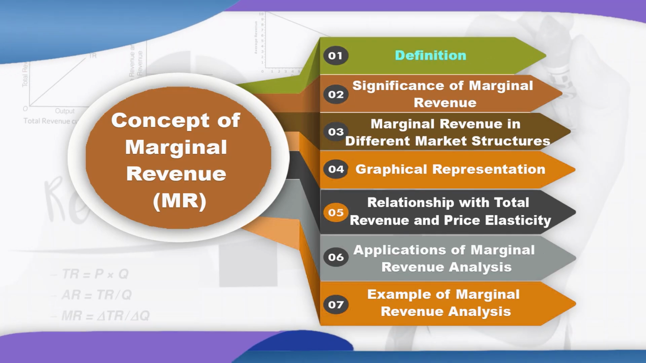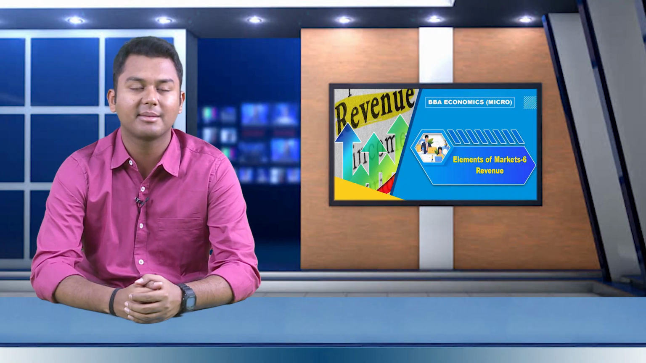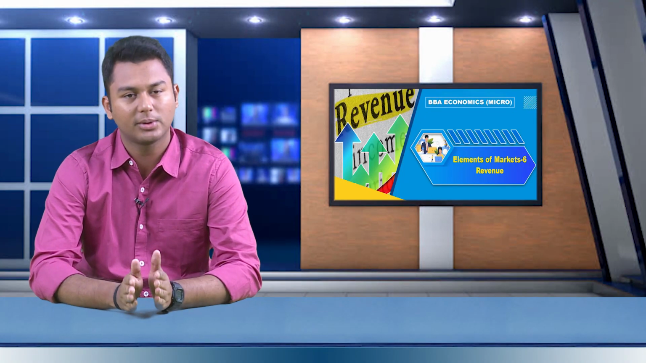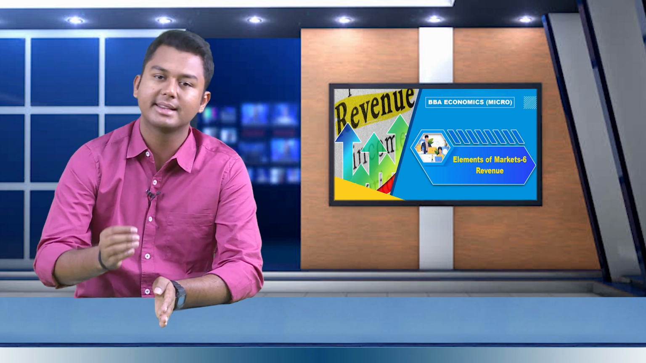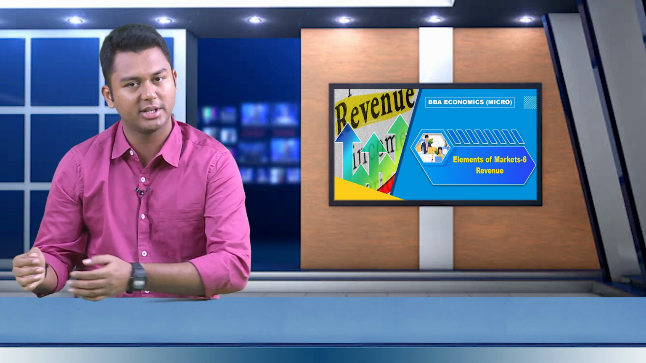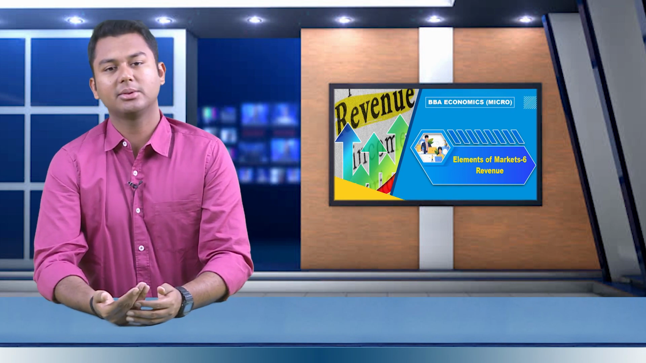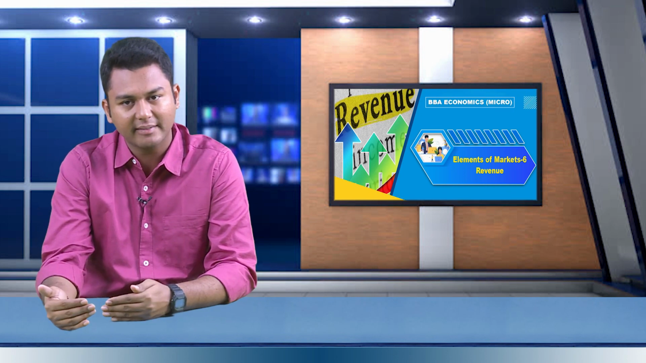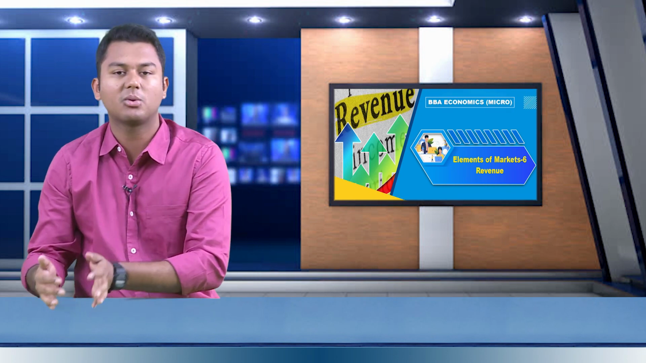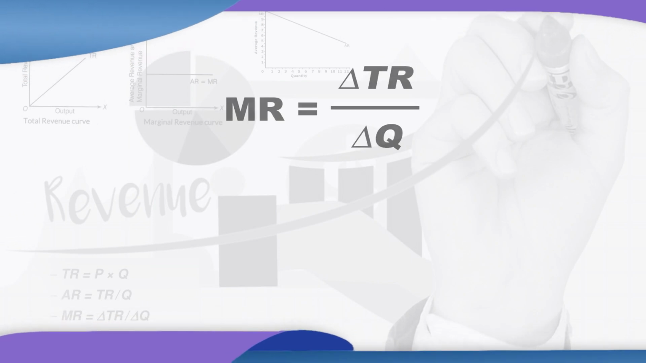So, if you look at the definition of marginal revenue, it can be defined as the increase in total revenue that results from the selling of one additional unit of product. It is calculated as the change in total revenue divided by the change in quantity sold. So, you can imagine the formula looks as follows, that is MR is equal to the change in TR, that is change in total revenue divided by change in quantity.